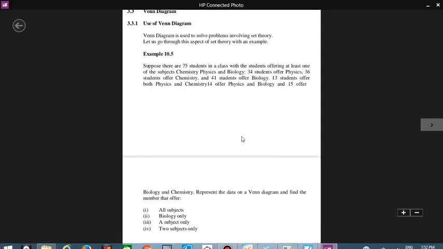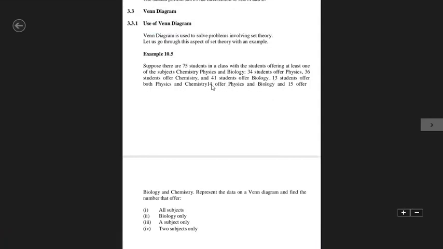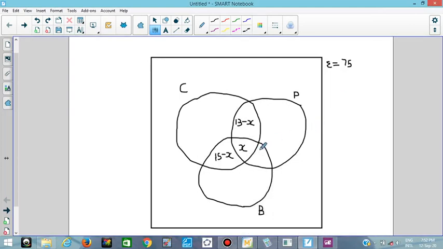Let's check the question. Okay, those that did physics and biology, they are 14. You can see it here. 14 offered physics and biology. So if 14 offered physics and biology, x is part of that 14. See, x is part of that 14. So they are going to be here 14. You take x out of it, minus x. So this 14 minus x is those that offer only physics and biology.